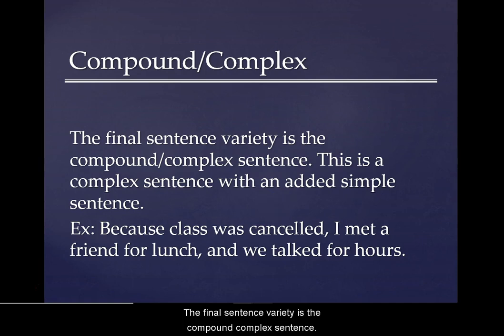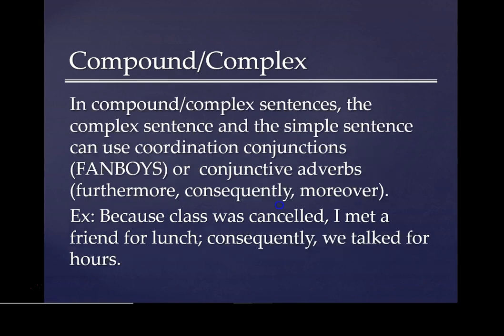The final sentence variety is the compound complex sentence. This is a complex sentence with an added simple sentence. Example: because class was canceled, I met a friend for lunch, and we talked for hours. You'll notice that the complex sentence, because class was canceled, comma, I met a friend for lunch, and we talked for hours is a simple sentence that's connected with the comma and the fanboy and, with the period at the end. This is an example of a compound complex sentence.